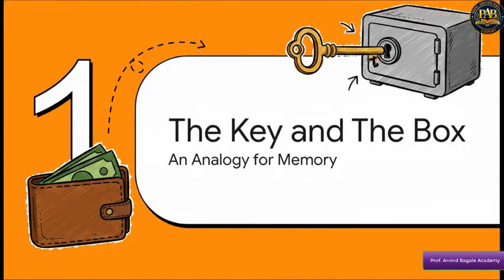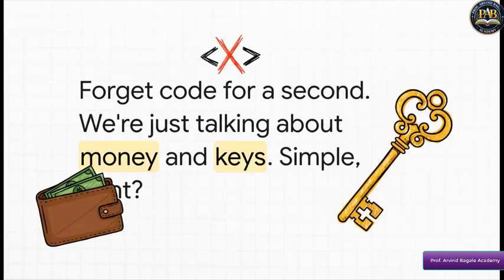Now, to make this perfectly clear, we're going to use a really simple analogy. Just imagine we're dealing with one of two things, either cash you have in your wallet or a key to a safe deposit box. This one little idea is going to guide us through the whole rest of this explainer. So before we dive back into any code, let's just strip this all down to its simplest form. Forget the jargon for a minute. For the next few slides, we are just talking about money and keys.